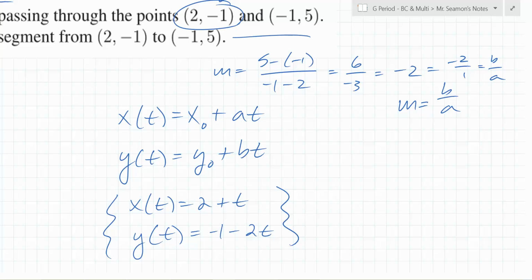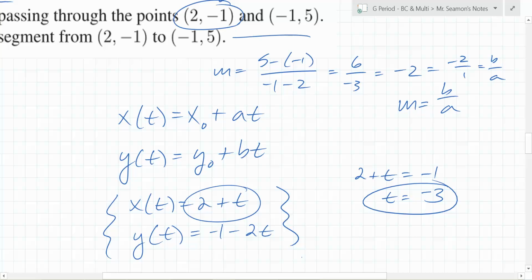0 and 1. So we built this. If this is our initial point, this should be true when t equals 0, right? Let's plug in t equals 0. What happens? 2 and? Okay, so it definitely goes through that point. How do we tell if it goes through this point? Okay, so it's chugging along on the line. It gets to -1 when t is -3.